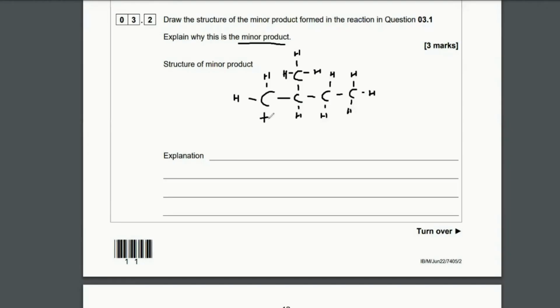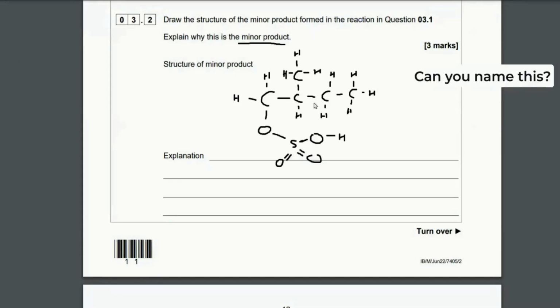Now that's going to be attacked by that hydrogen sulfate ion. So all I need to do is join the hydrogen sulfate ion here. So I'm going to get rid of the positive charge, and then I'm going to attach the sulfuric acid minus the hydrogen because it's a hydrogen sulfate ion. And I'm going to draw the attachment here. And this is the minor product. Now, if you want to name this minor product, this is an alkyl hydrogen sulfate.